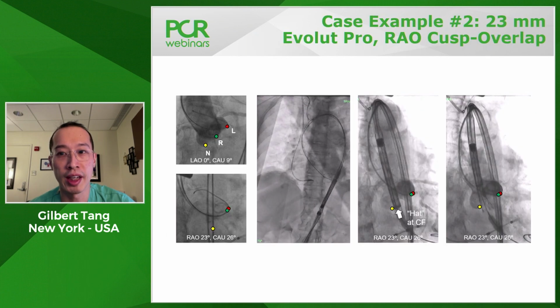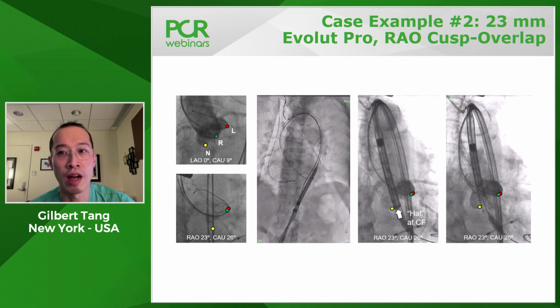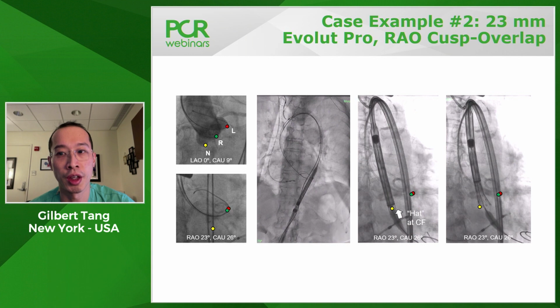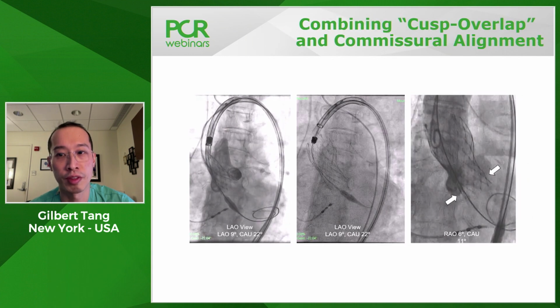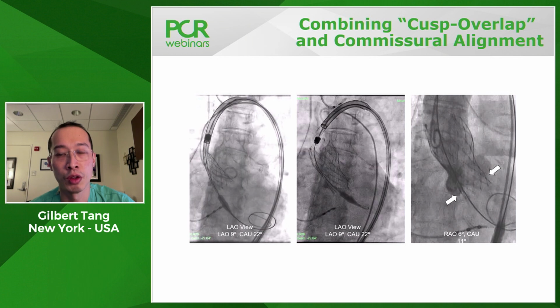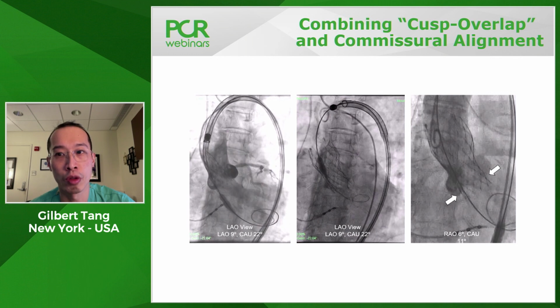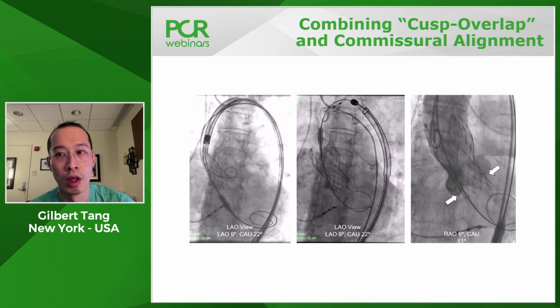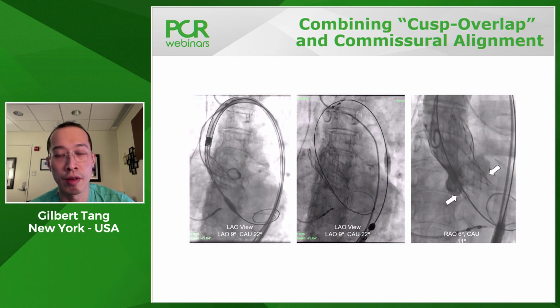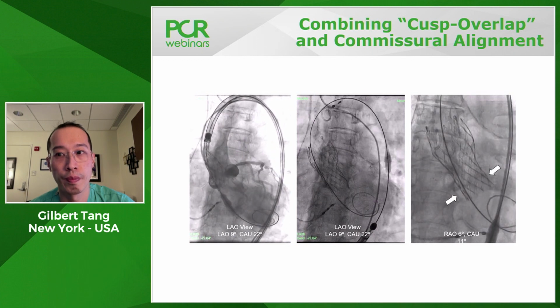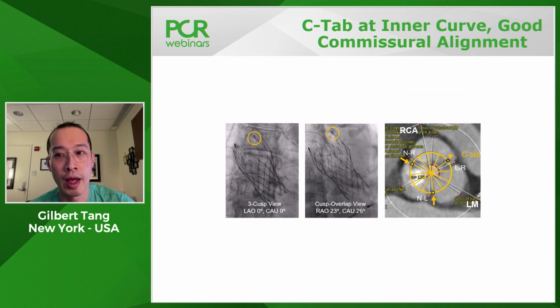I'll show you one more case. This is a 23 Evolut Pro with a cusp overlap projection. Using this deployment, again, the head marker was facing you directly. And when you release the valve at the LAO projection, the head marker will be in the outer curve. And when you do the cine of the valve at the end, you can see that the C-tab again would be at the inner curve of the aorta.